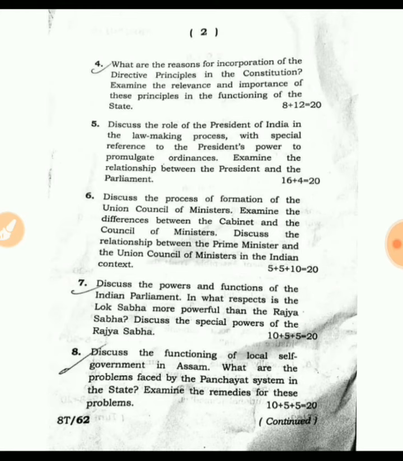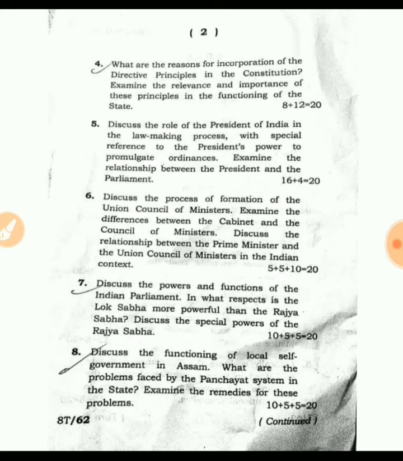Question number 5, discuss the role of President of India in the lawmaking process with special reference to the President's power to promulgate ordinance. Examine the relationship between the President and the Parliament.